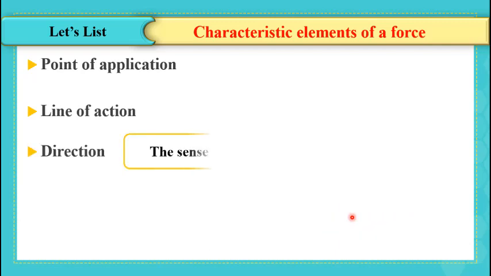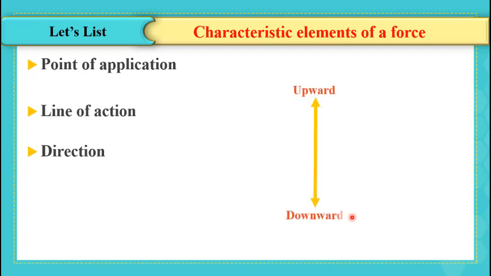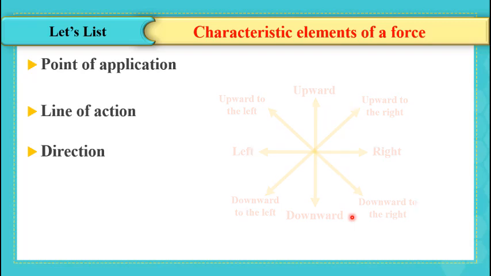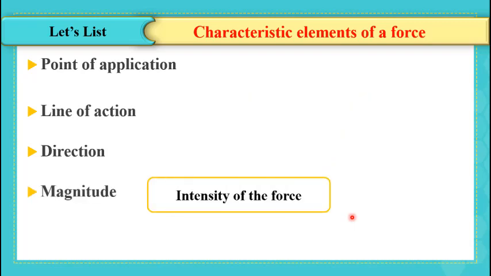Also, forces are characterized by their direction, which is the sense of the force. The different directions could be either upward or downward in the case where the line of action is a vertical line, right or left if the line of action is a horizontal line, upward to the left or downward to the right, upward to the right or downward to the left in the case where the line of action is an oblique line. And the fourth characteristic is the magnitude of the force, which is the intensity of the force.